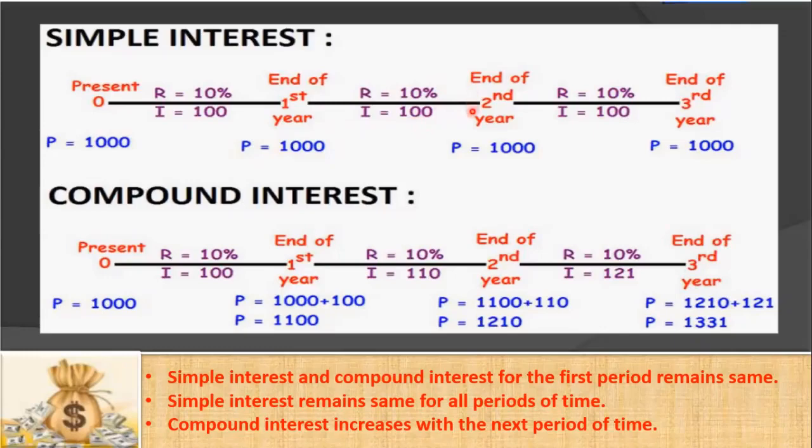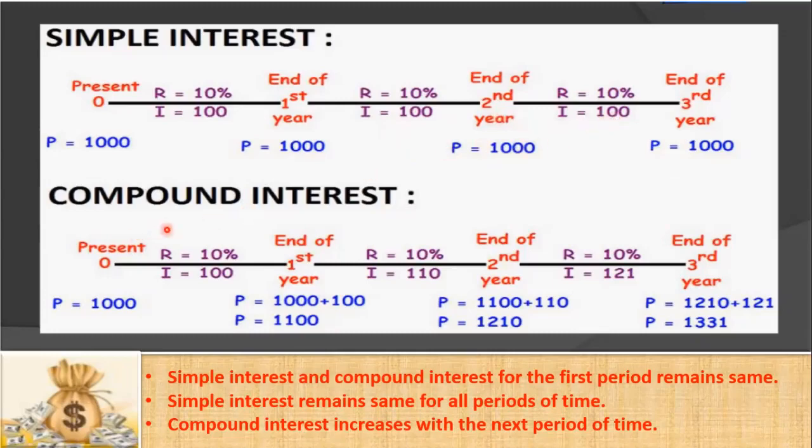And at the end of second year again, the principal will be same, that is 1000. For third year, rate is 10%. So again, interest will be 100 rupees. That means at the end of third year, interest is 100 rupees for third year, but the principal for the next year will remain same, that is rupees 1000. So in this case, for every year, the interest is same, that is rupees 100 for first year, for second year, as well as for third year, and so on.